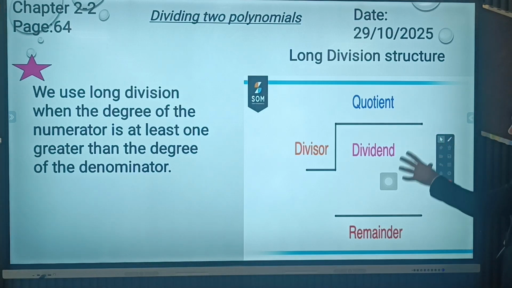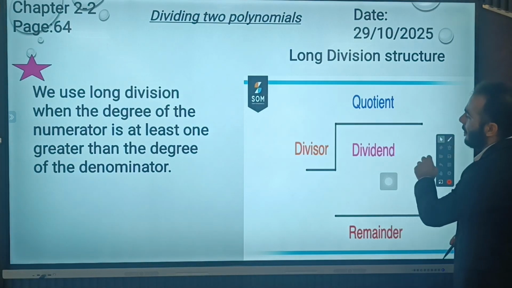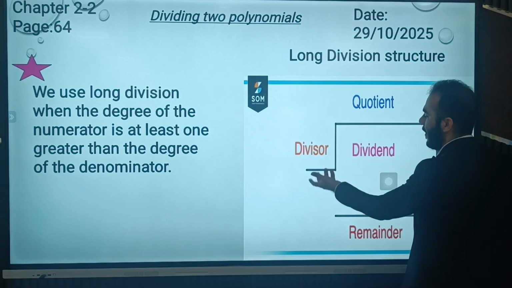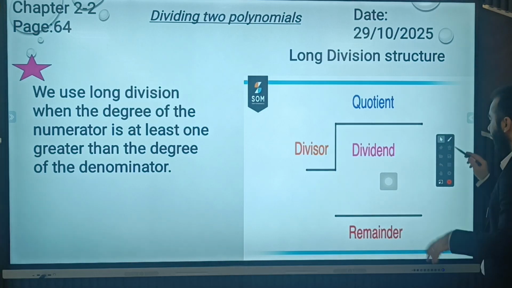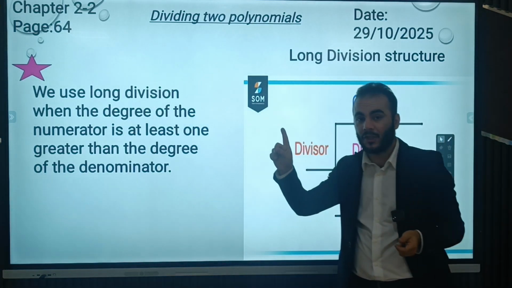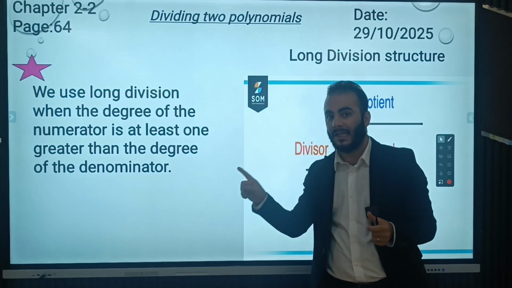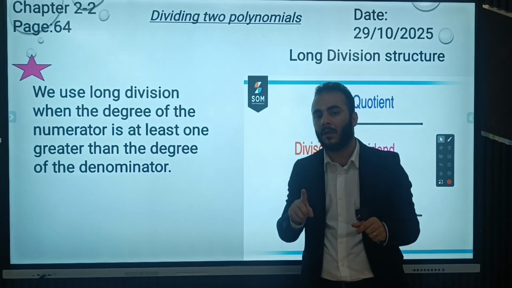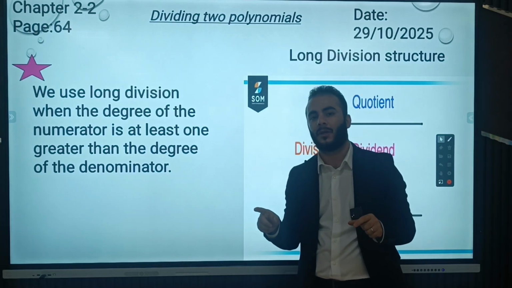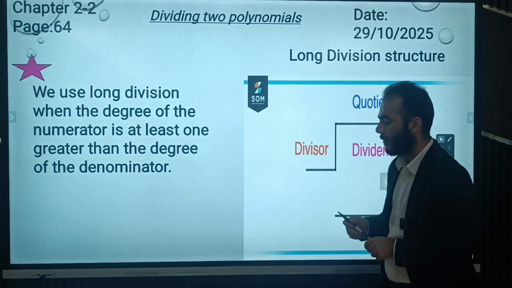So this is the structure of the long division. I'm not going to ask you what is dividend, what is divisor, or what is the remainder. No. So you better know that if the degree of the numerator is at least 1 greater than the degree of the denominator, we can use long division.